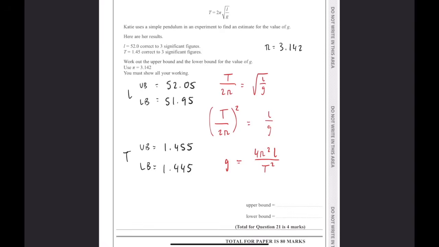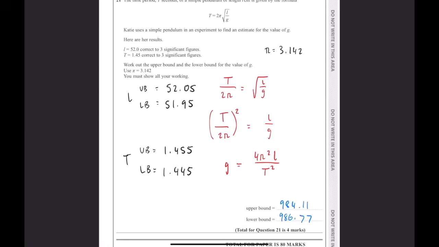So for the upper bound of G, we're going to want to use the upper bound of L and the lower bound of T, and then the opposite for the lower bound of G. So I'm just going to put all those in, and this gives me these two values down here. Just make sure that you can work out this on the calculator.